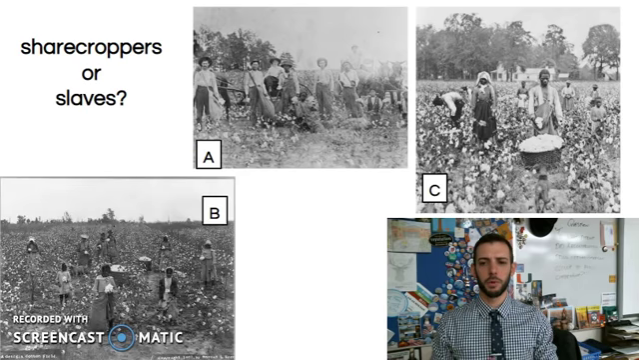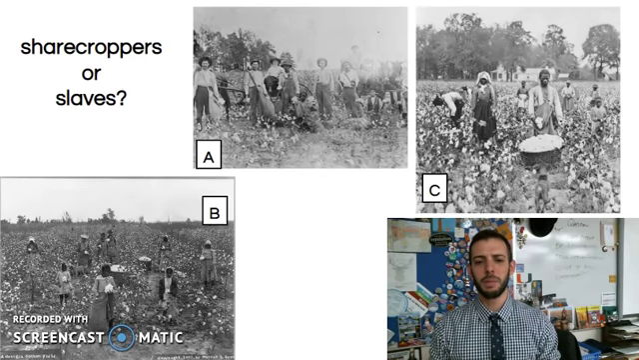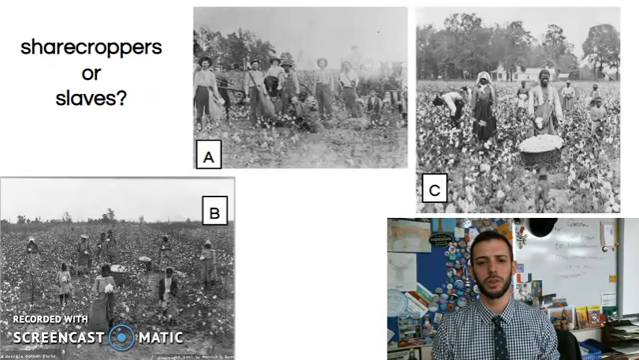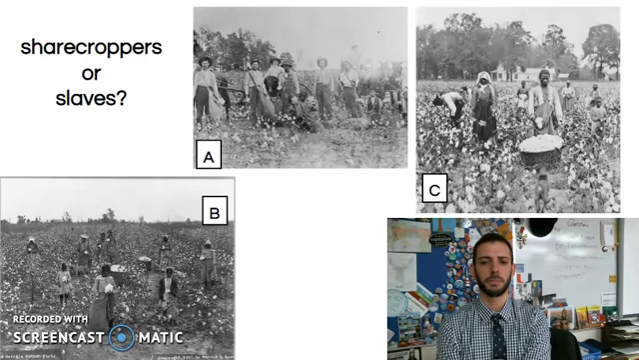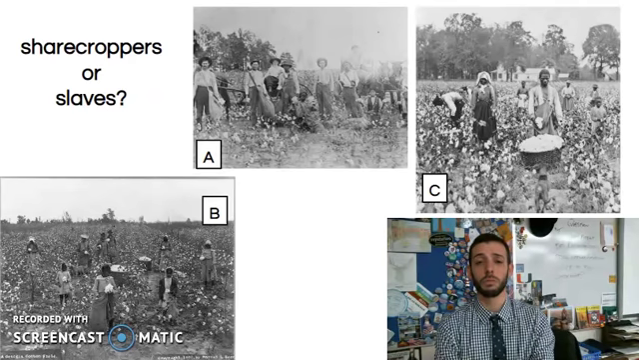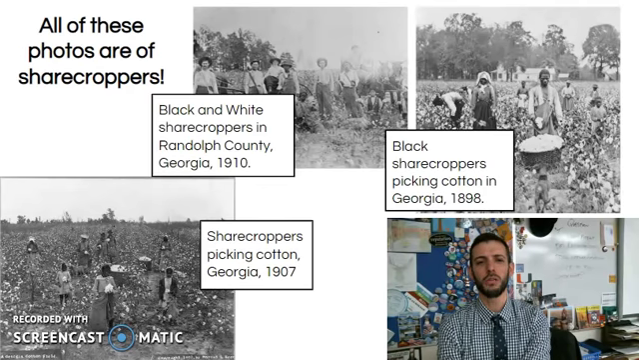Here's 3 images, 3 photographs. There's A, B, and C. I'd like you to take a second and think about which one of those you think are sharecroppers and which one you think is showing slaves. I'll give you a second. A, B, or C. Okay. If you said that any of those are slaves, you are wrong. All of those photos are sharecroppers.